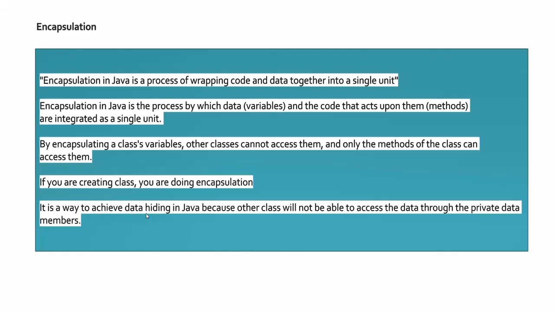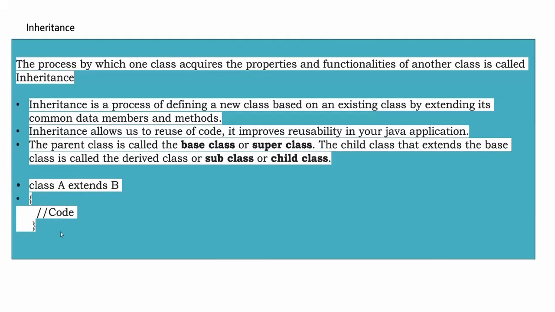It is a way to achieve data hiding in Java because other classes will not be able to access the data through the private data members. We can make particular data members of a class private, so they cannot be accessed by other classes, through which we perform data hiding. Basically, encapsulation provides data hiding. This is what you have to keep in mind.